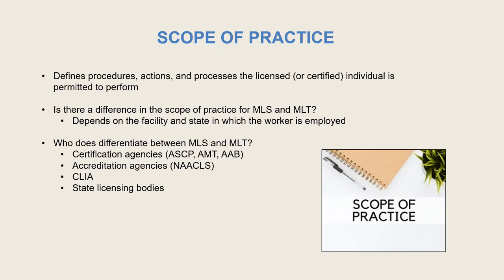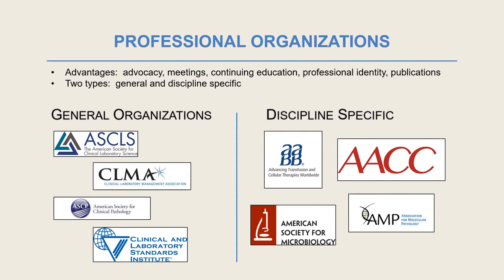Okay, switching gears a little bit, we are going to turn our focus now to professional organizations. There are two general types of professional organizations related to lab sciences. We've got these general umbrella organizations, and then we have organizations that are more discipline specific. Both types have advantages, such as they will advocate for the profession, offering continuing education, producing lab-related publications, promoting our professional identity, and so on.